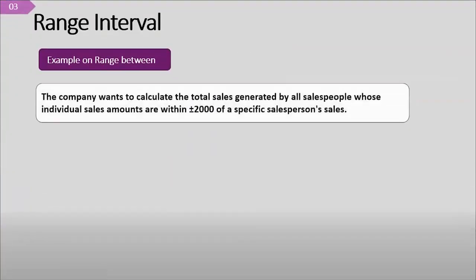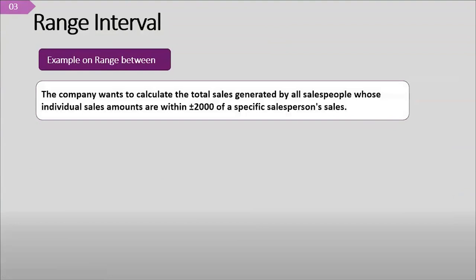Let's take an example on range. What if I have a company and I want to remove the outliers in my calculation? So for every person I want to sum, for example, his sales and the people before and after him, but they should be in a range of plus or minus 2,000 or 10,000 or any number I want. Also, I might want to calculate the average of each person depending on the people around him in performance.